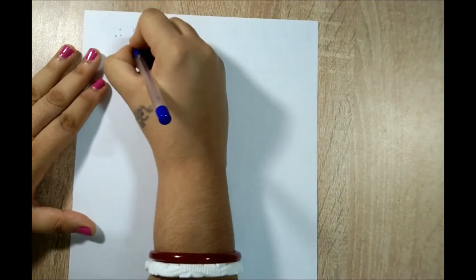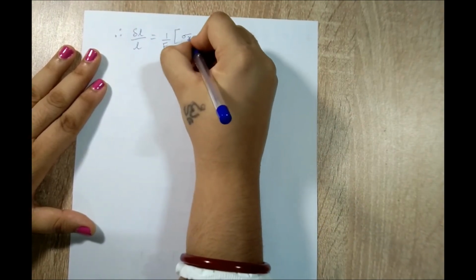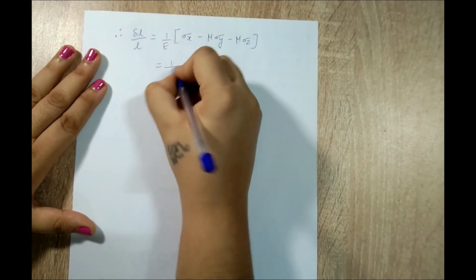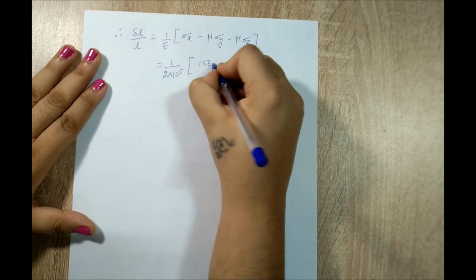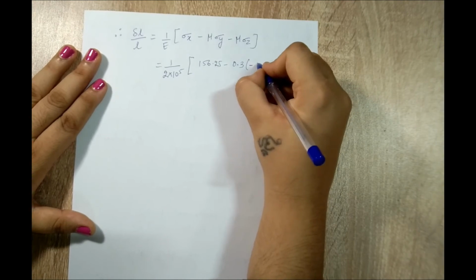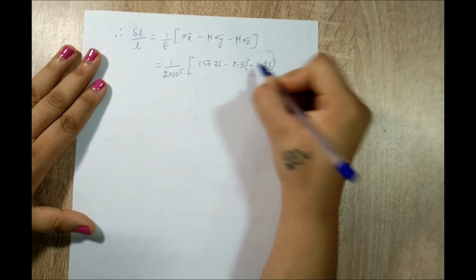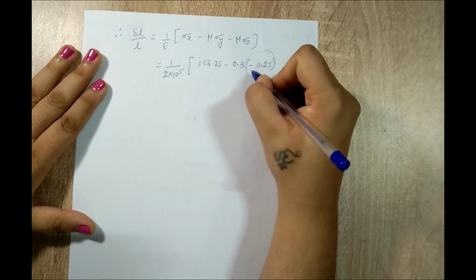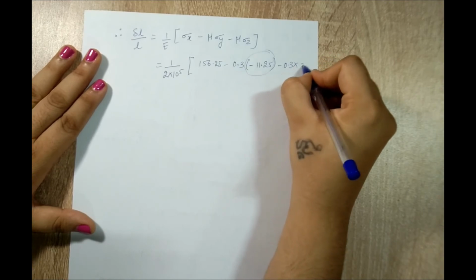Therefore, delta L by L is equal to 1 by E common, and you'll have sigma x minus mu into sigma y minus mu into sigma z. I have 1 upon 2 into 10 raised to 5 into sigma x, I get the value as 156.25 minus 0.3 into sigma y, which was negative, so it is minus 11.25. Please make sure that you write this value correctly, because here it is negative 11.25 and not positive. If you ignore the negative sign of compression, then you will get a wrong answer here. And last is minus 0.3 into 75.